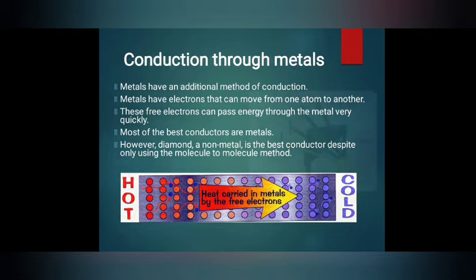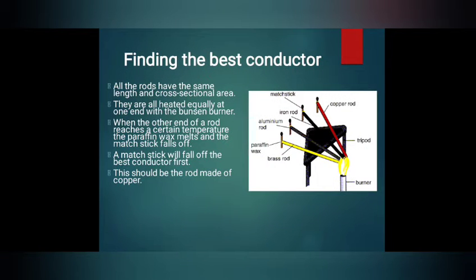So next is finding the best conductor. Here is a test to find the best conductor, where all of the rods have the same length and cross-sectional area. These are the sample rods: the copper rod, the iron rod, the aluminum rod, and the brass rod, to test which one is the best conductor.